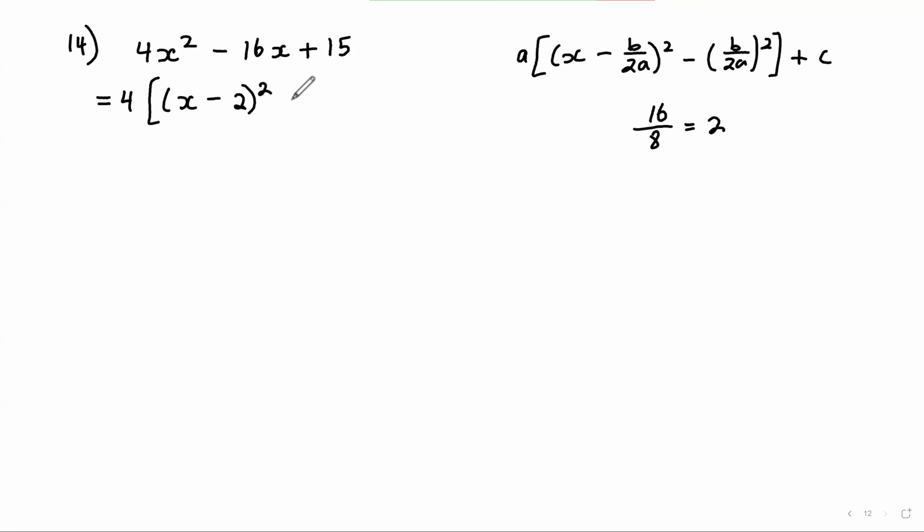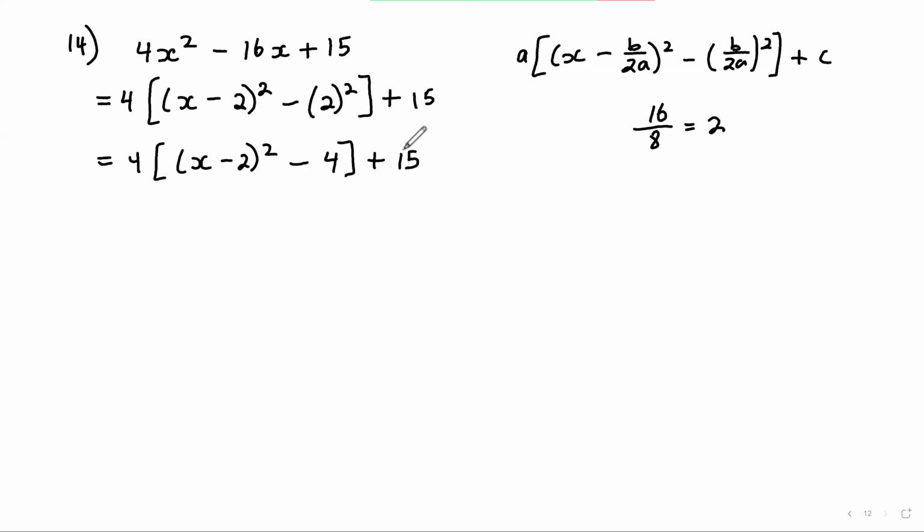And then what? Then take away open bracket 2 closing bracket squared plus 15. That's right. You got the easiest one so far. All right, so then this would be 4 by x minus 2 squared. What is 2 squared? 4. Plus 15. And now we remove the square brackets.